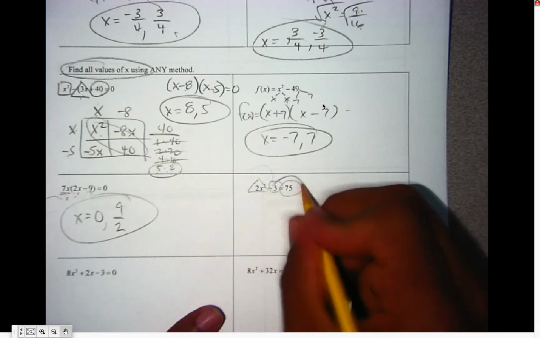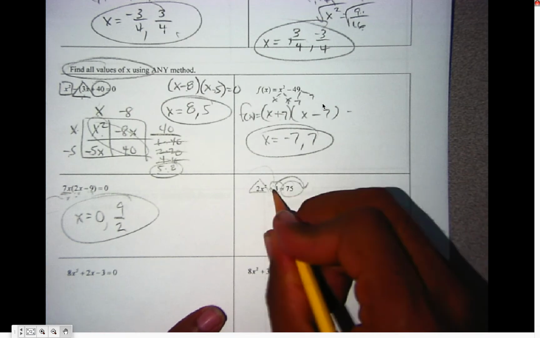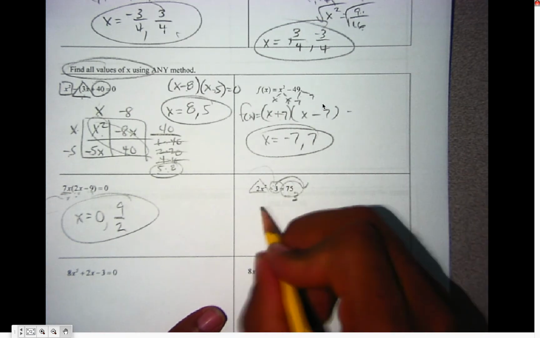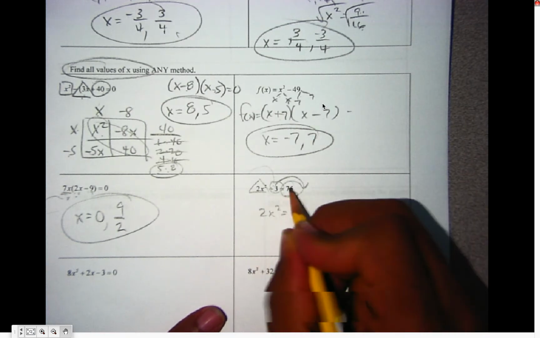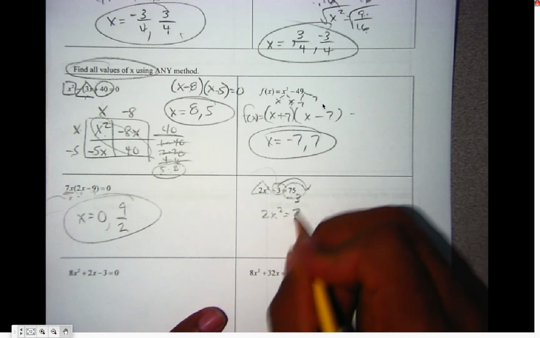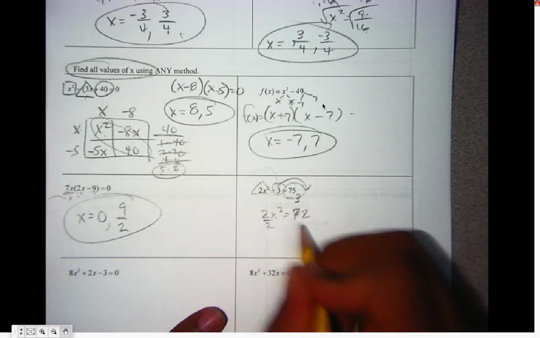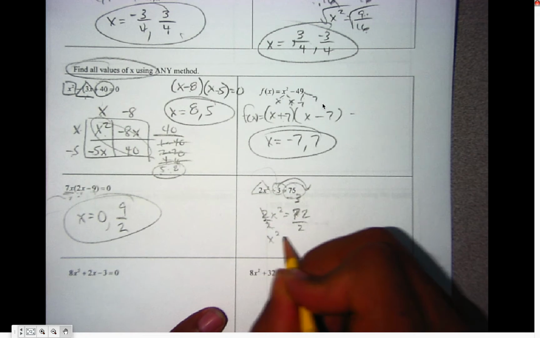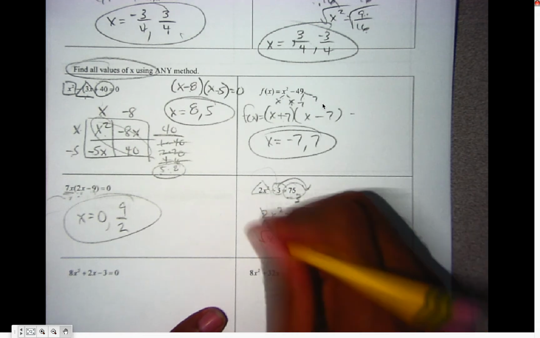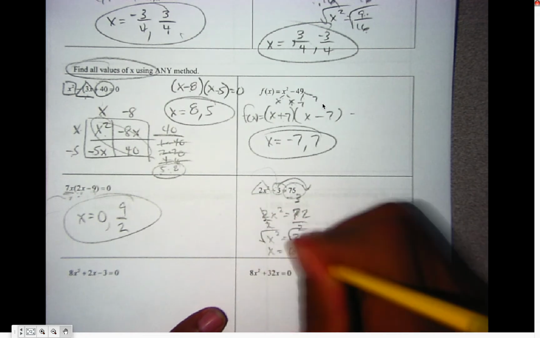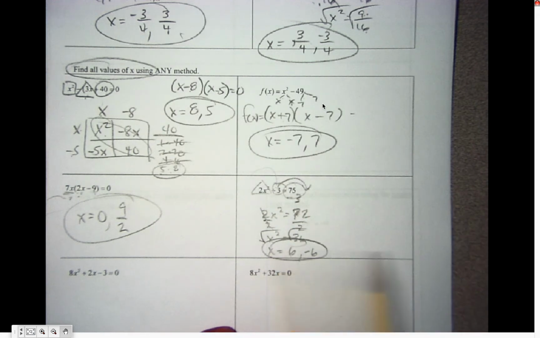So I'm going to switch the 3 to this side. So it's plus 3, so now it's minus 3. So 75 minus 3 is 72. Okay, then I divide the 2. X squared is equal to 36. Square root, x is equal to 6 and minus 6. Okay, don't forget the minus when you square root.